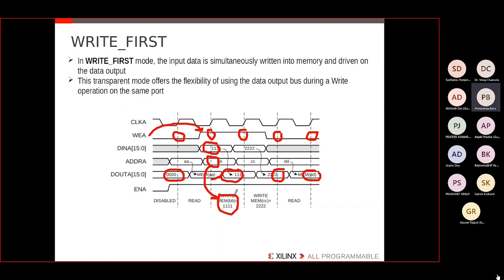Generally, what will happen? It will take one clock cycle, and the new data will come at this point. But here, at the instant when I'm writing the data, I'm getting the data at that moment only. So this is the write first mode. This is a transfer mode.